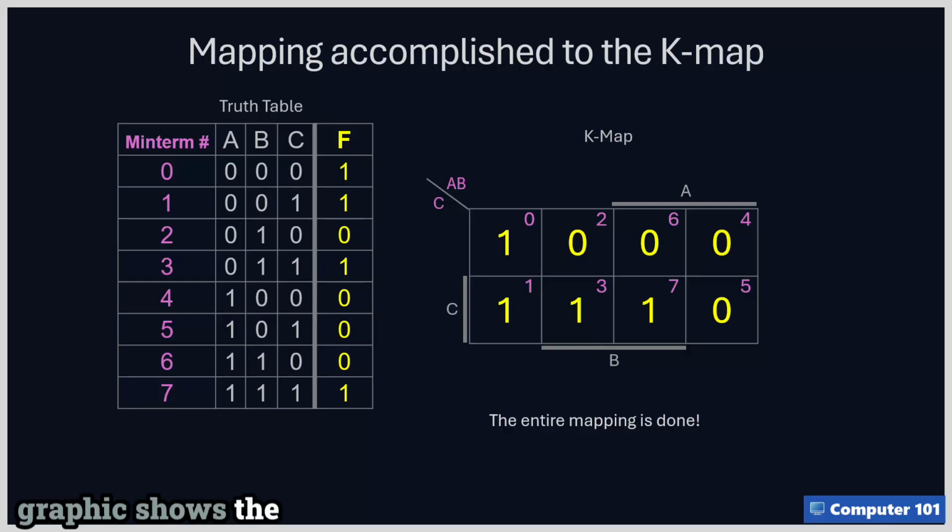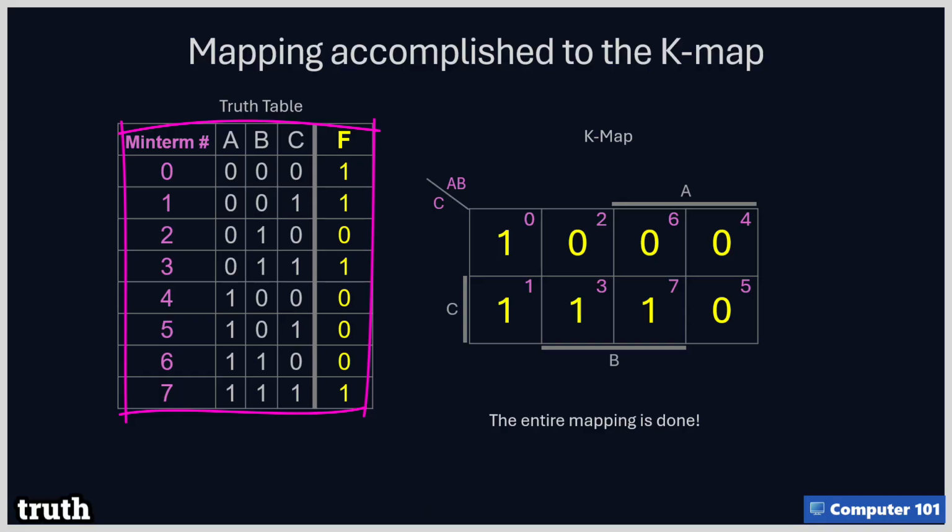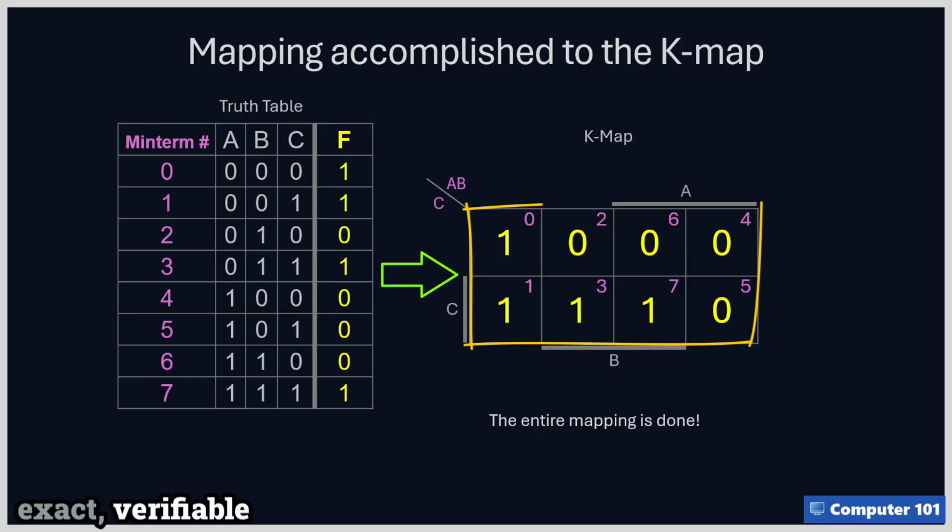This graphic shows the fully populated three-variable K-map in its final state. Every single linear row from the truth table has been successfully translated to an exact, verifiable spatial coordinate on the grid.